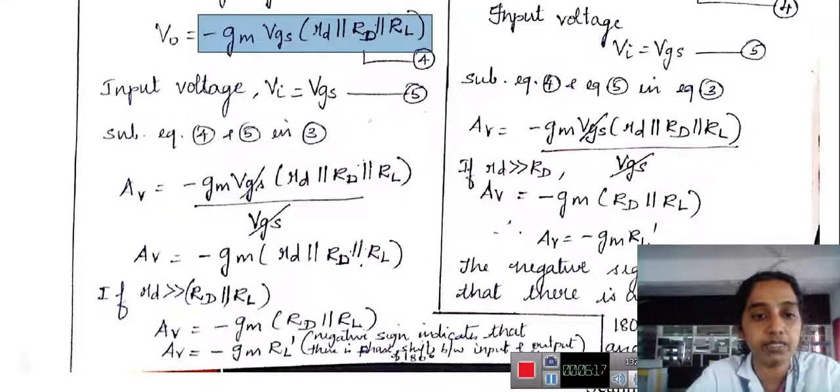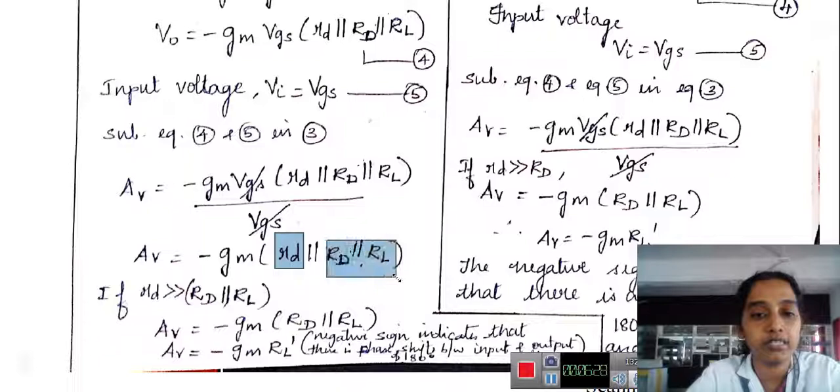and hence I get minus Gm into rd parallel to drain resistance and parallel to load resistance. If my value of rd is greater when compared to drain resistance and load resistance, so this is connected in parallel: 1 by rd plus 1 by RD plus 1 by RL. If rd is very large, then 1 by rd is very small. So consider only capital RD in parallel to load resistance RL. So my value of gain will be minus Gm into RD in parallel to RL. Let me consider this as RL dash.